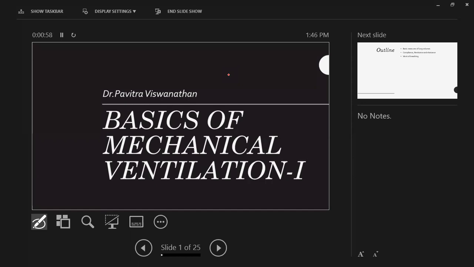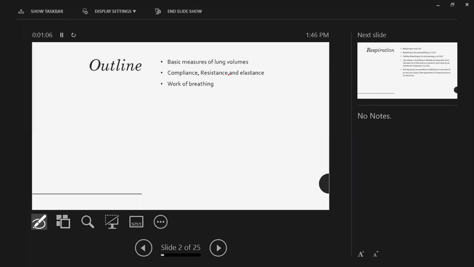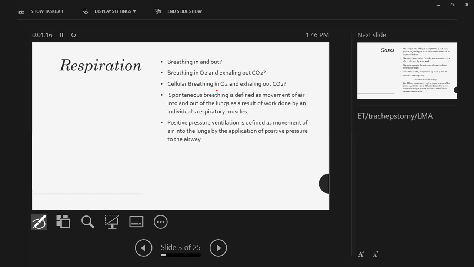Only if we know those terms, then we can go ahead and learn different modes of ventilation, how to initiate, when to initiate, all of those. So let's get started. At the end of this presentation, I hope you will learn the different terminologies in lung volumes, compliance, resistance, elastance, and work of breathing.